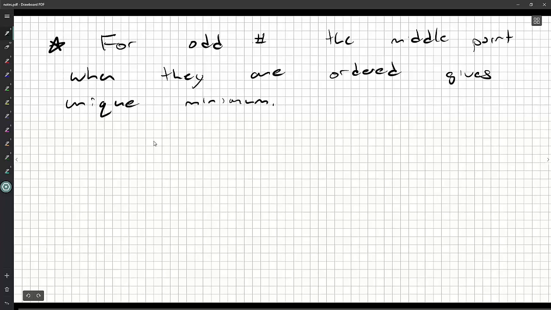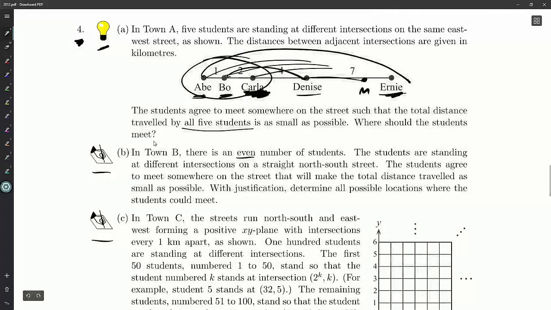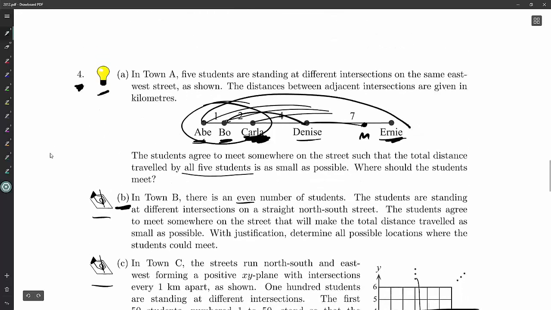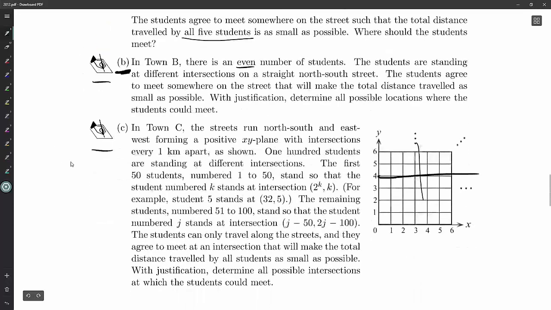Okay. So that describes our answer to B, anywhere in between the two innermost students. Now we've got town C in part C. The streets run north, south, east, west, forming a positive... Oh, we're going to have to minimize it horizontally and vertically, aren't we? Because that's why they made us do east, west in the first one. Alright, but let's read this to make sure I'm right.